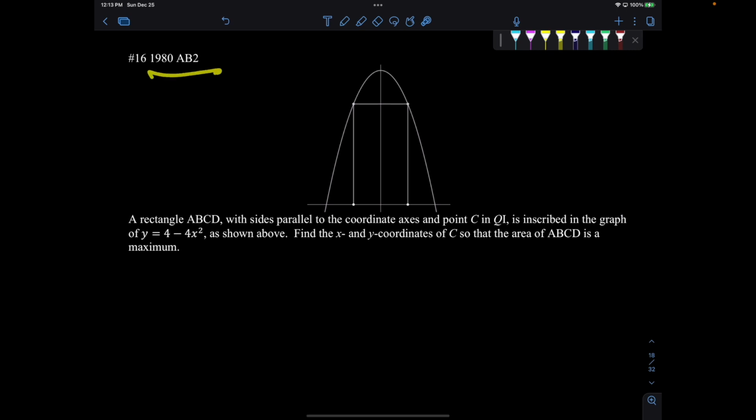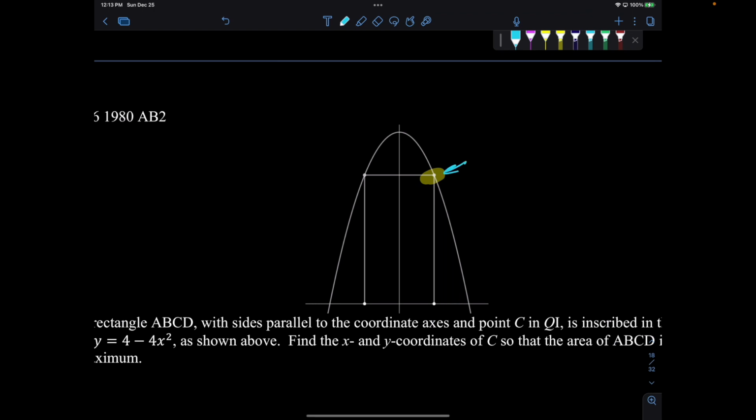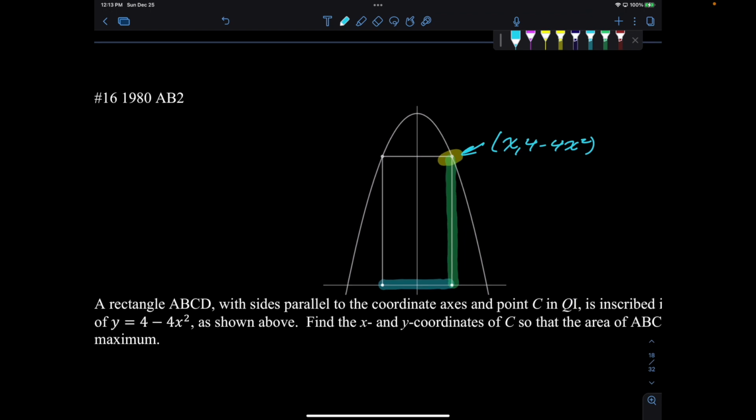Rectangle, this is 1980, AB2. ABCD, sides parallel to the coordinate axes, point C in quadrant 1, so this is point C, is inscribed in the graph of y equals 4 minus 4x squared. Find the x and y coordinates of C so that the area of ABCD is a maximum. So let's list this point right here as x comma 4 minus 4x squared. Now think about what we're doing. We're going to do 2 of that x value and then times the y value. That's the area.